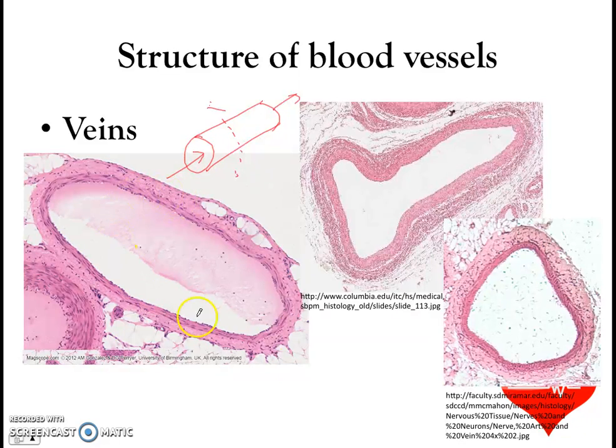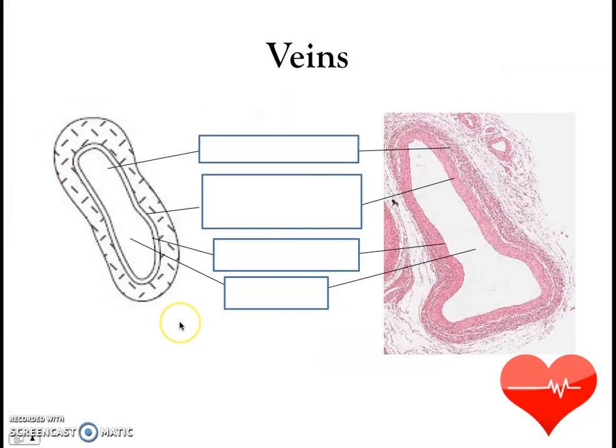Now if you compare the cross-section of the vein to the cross-section of the artery that we saw earlier, you would spot some immediate differences. Do you see the difference? Well, one of the big differences is that the lumen in the vein is much larger. And we're going to look at some of the differences in the next few slides as well. Alright, but first, let's label the cross-section of the vein.